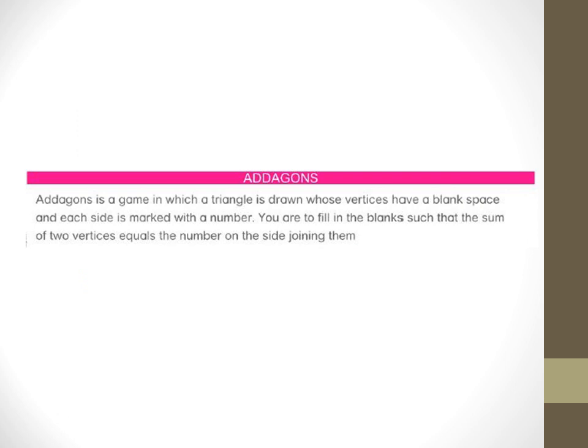Now adagons. Adagon is a game in which a triangle is drawn whose vertices have a blank space and each side is marked with a number. You are to fill in the blanks such that the sum of two vertices equals the number on the side joining them. Pause the video, read this once again. Now let us move on.